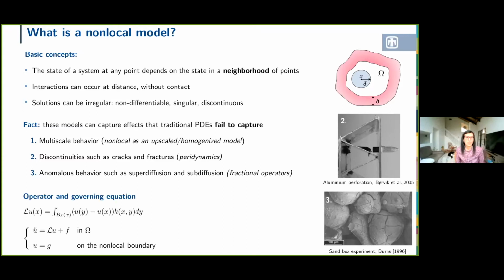This is the simplest form of a non-local operator. It is an integral operator acting on this ball, on this non-local neighborhood. As you can see, there are no derivatives involved, so the solution can be nasty. These operators are characterized by this function k. We refer to it as the kernel. And k is application dependent and determines the regularity properties of the solution.